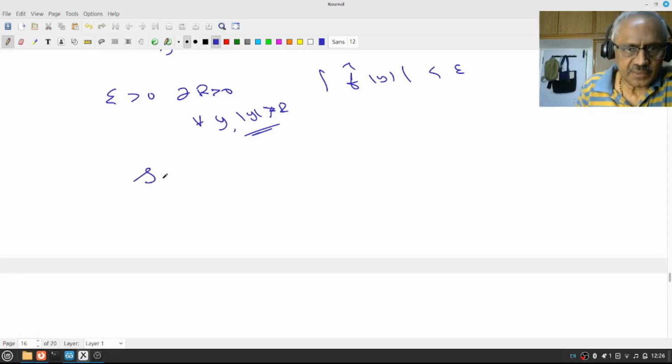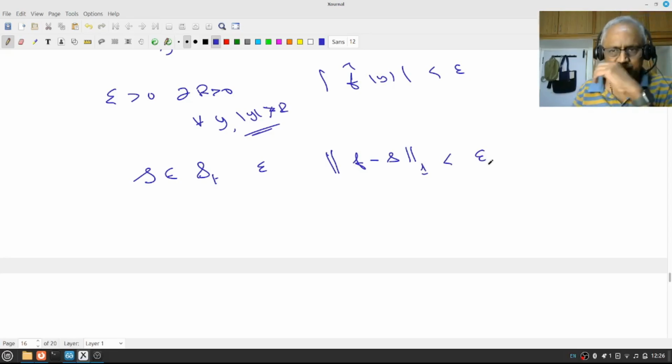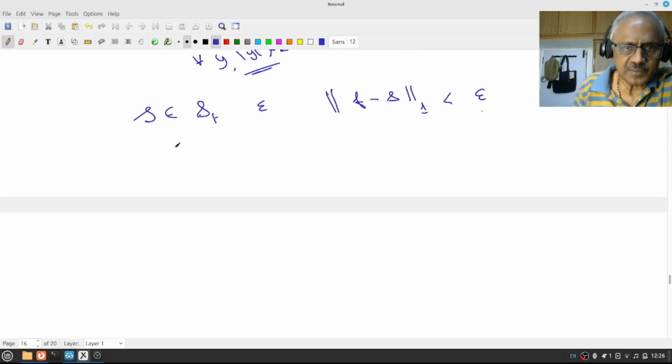I know there is a step function. For the given epsilon, there is a step function with what property? f minus s in L1 norm is less than some epsilon by 2, epsilon by 3, something. But let's keep it as epsilon. This is by density. The step functions are dense in L1, therefore this is possible.